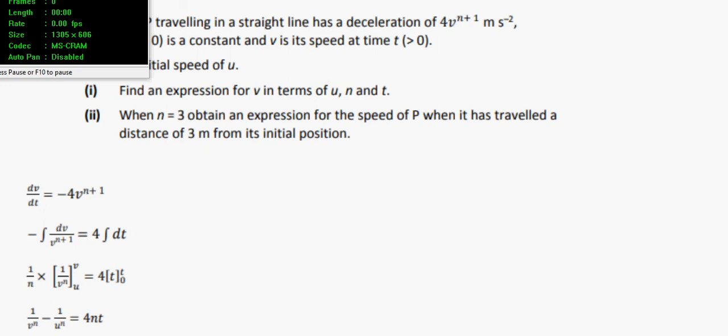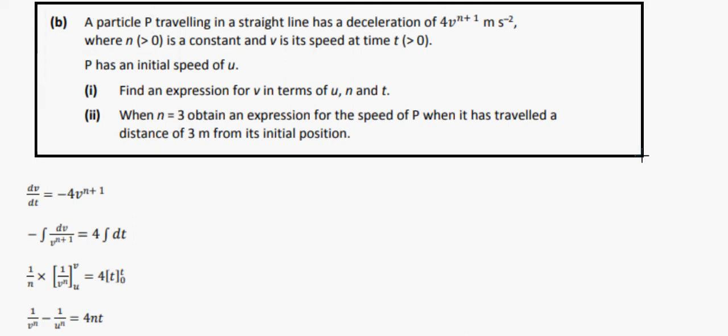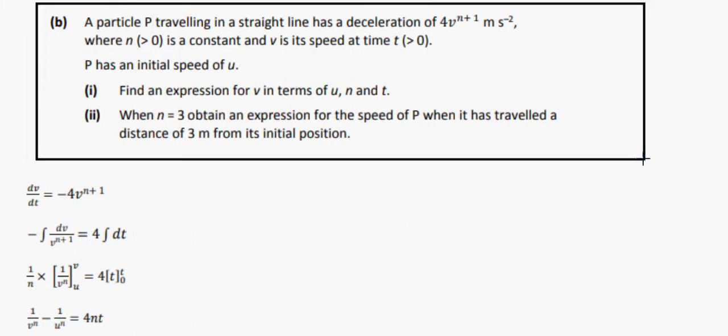Alright guys, don't mind the extra writing down the bottom, that's just the marking scheme, and this is the actual question. A particle P travelling in a straight line has a deceleration, right? So deceleration means a equals minus 4 v^(n+1).